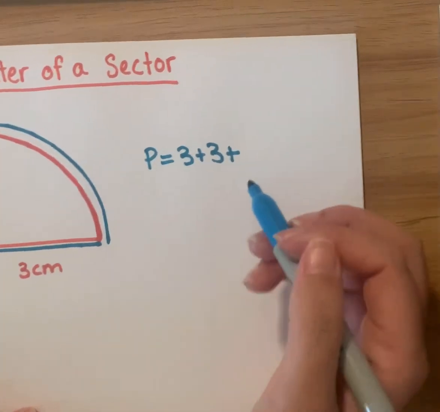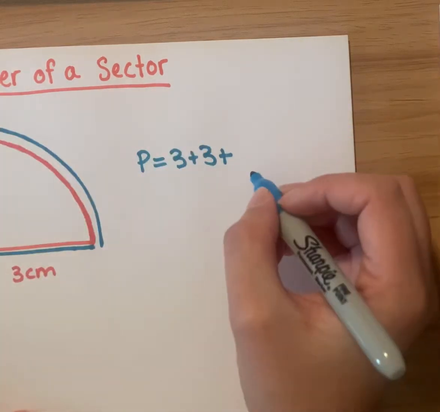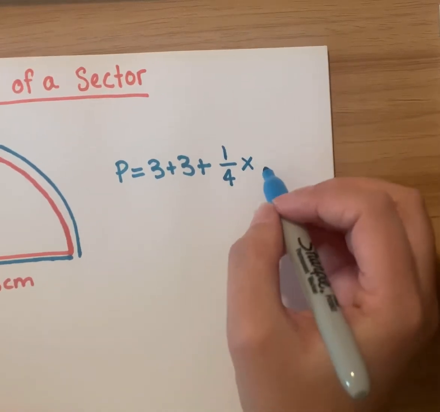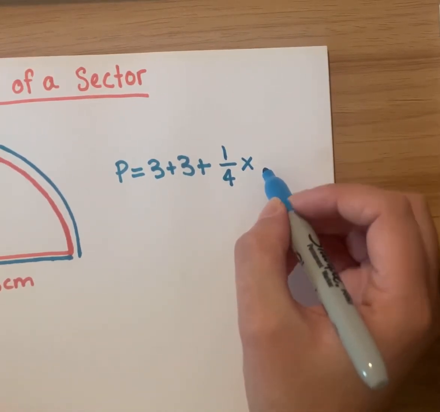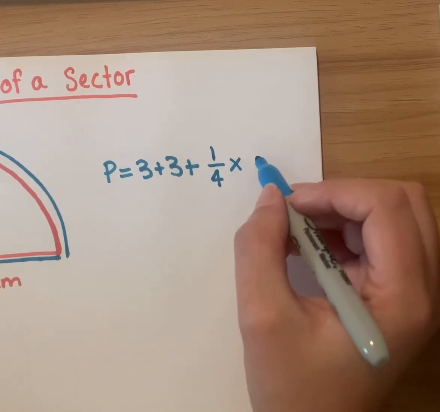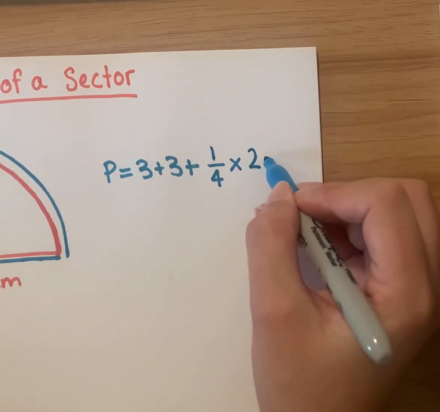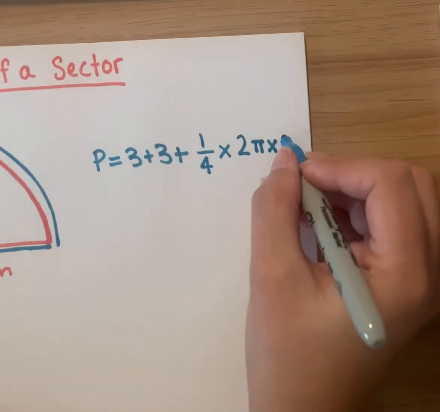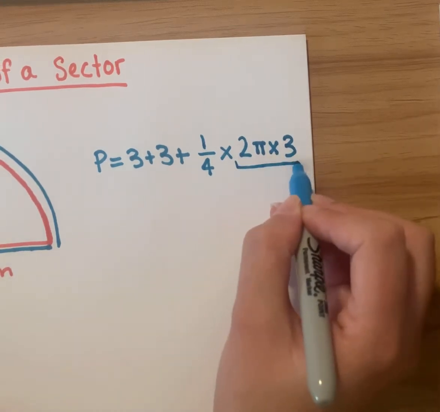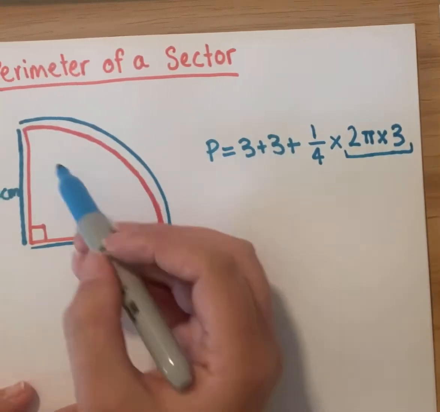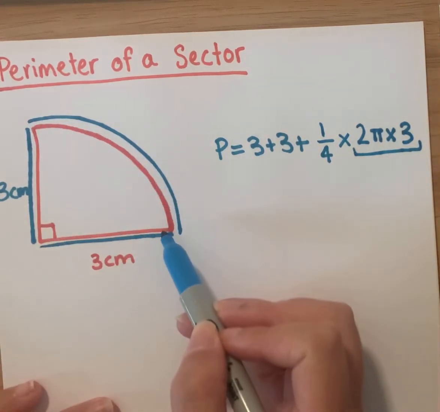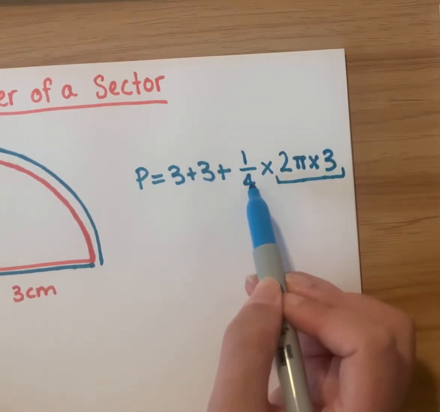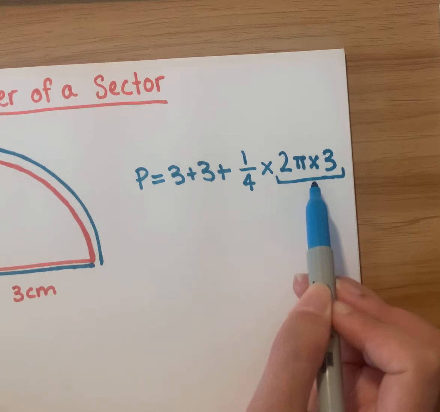So my arc length, I can write that length of that side as 1/4 of my circumference. And how do I find the circumference of a circle? It's just 2 pi r, or 2 times pi times the radius. And in this case, our radius is 3. So this here is just the formula for the circumference of a whole circle. But because we're only looking at part of a circle, a sector, this curved side length is just going to be a quarter of 2 pi r, or 2 pi 3.